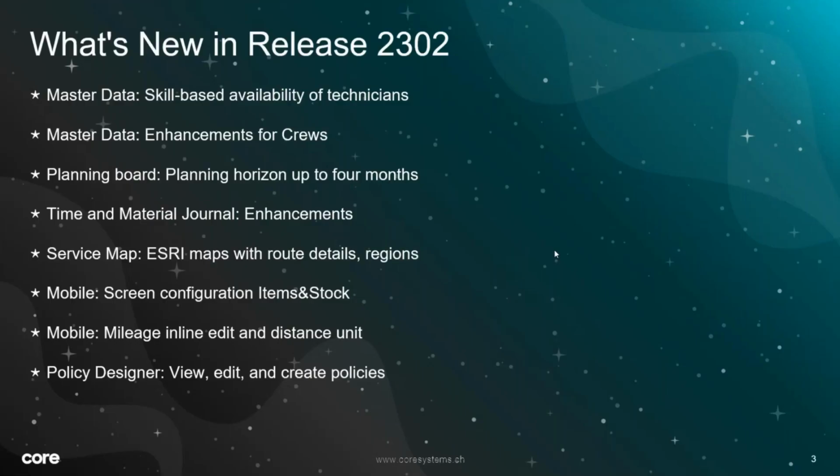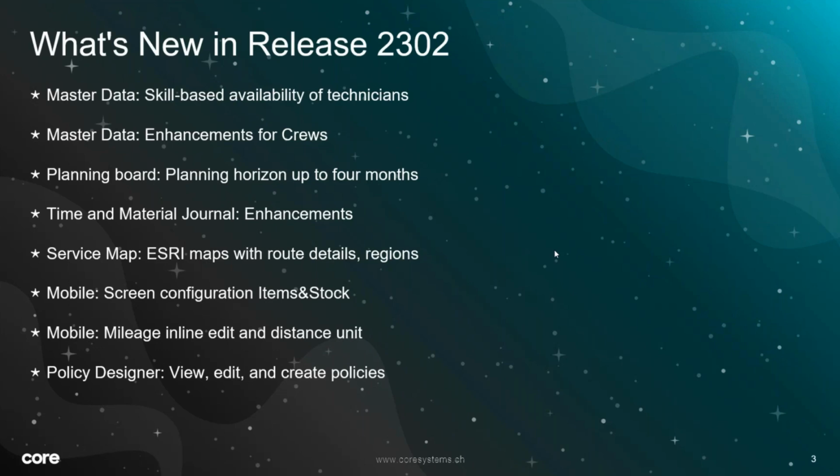Well, what's new in the release 2302? Here's an overview of what I'm going to talk about today. First, I will talk about two things in the master data area, skills and some new enhancements for crews. Then I'm going to talk about a new feature in the planning board, and the time and material journal has got a new surface with some interesting new options.